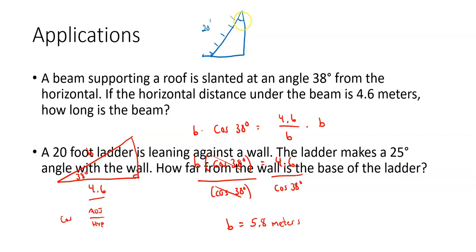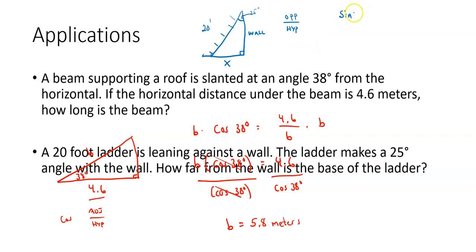A 25-degree angle with the wall is this angle up here, right? This is the wall. So a 25-degree angle with the wall is right up there. Not the angle down the bottom, right? That angle down the bottom is a 25-degree angle with the horizontal. A 25-degree angle with the wall is up at the top. How far from the wall is the base of the ladder? So that's the distance I'm looking for. So based on that angle up at the top, I've got the opposite side, right? The opposite side is the x, so that's what I'm looking for. The hypotenuse is 20. Opposite over hypotenuse is sine.